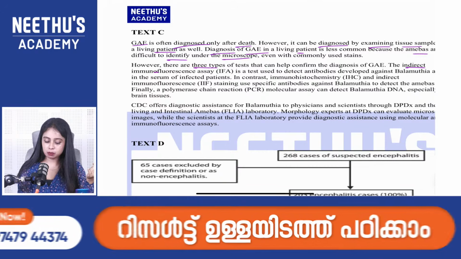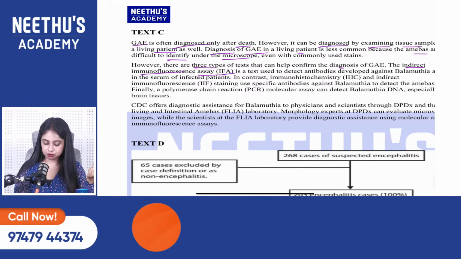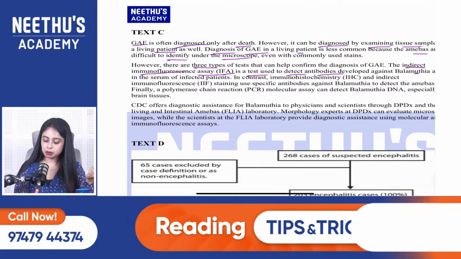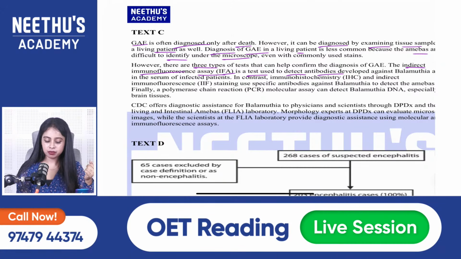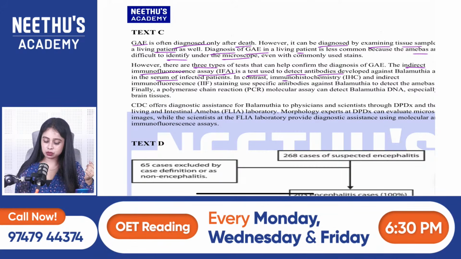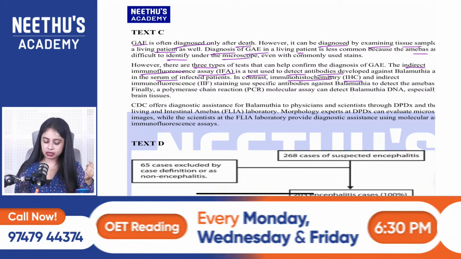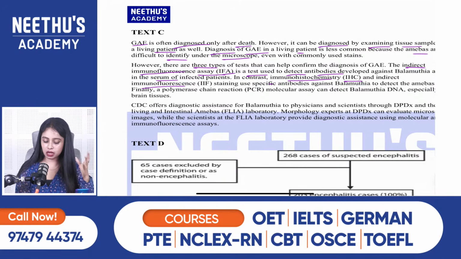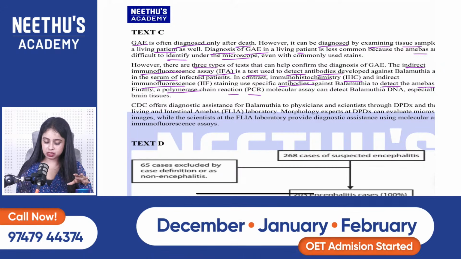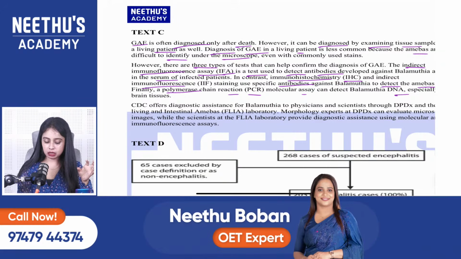The indirect immunofluorescence assay or IFA is a test used to detect antibodies developed against Balamuthia or B. mandrillaris amoebas in the serum of infected patients. In contrast, immunohistochemistry or IHC and indirect immunofluorescence, that is IIF, staining use specific antibodies against Balamuthia to detect the amoebas. Finally, the polymerase chain reaction or PCR molecular assay can detect Balamuthia DNA, especially in brain tissues.